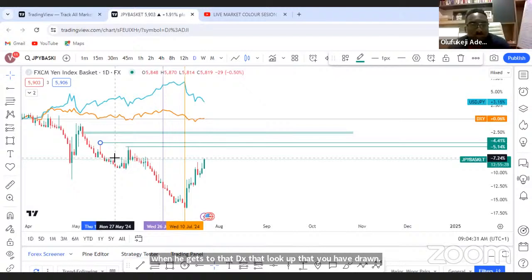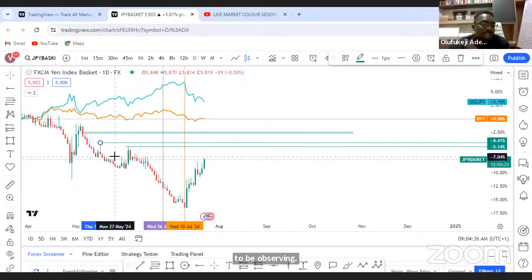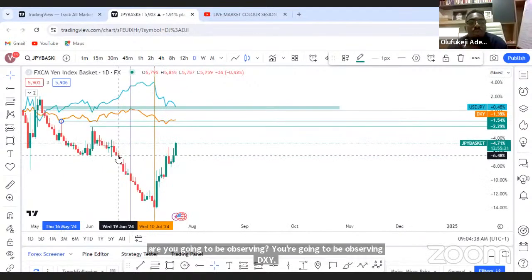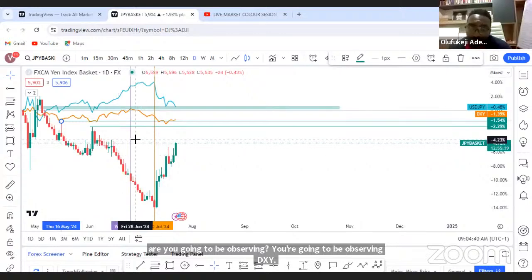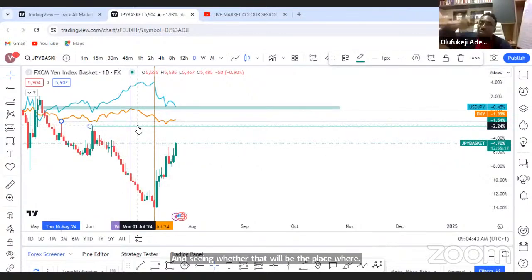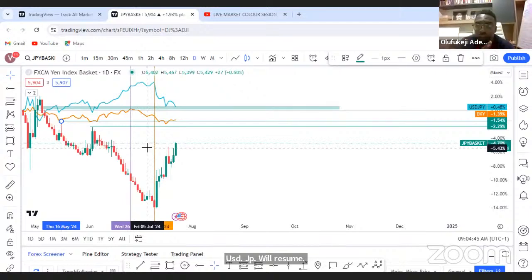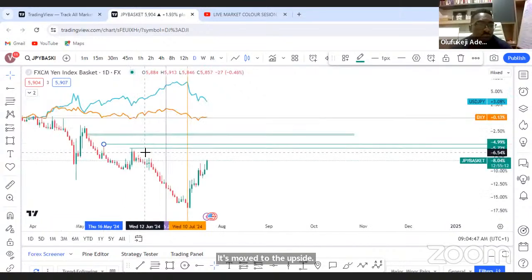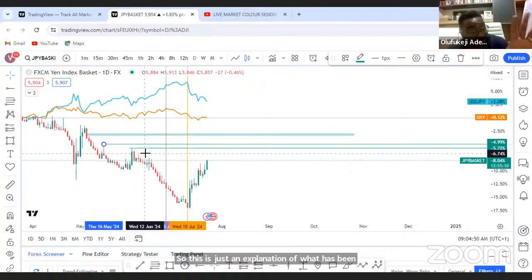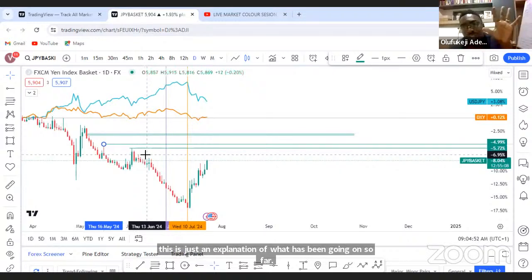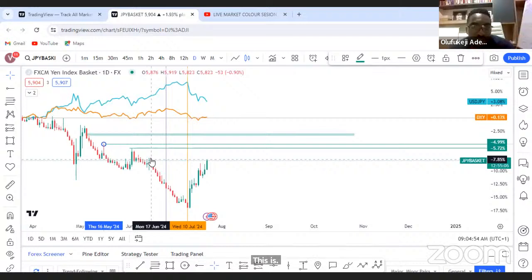We are going to be observing. What are you going to be observing? You're going to be observing DXY and seeing whether that will be the place where USD JPY will resume its move to the upside. So this is just an explanation of what has been going on so far. This chart is a juxtaposition of sentiment and structure. You can see sentiment clearly, and you can see the structure and the liquidity concepts clearly.